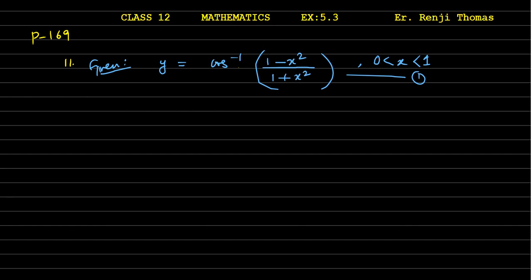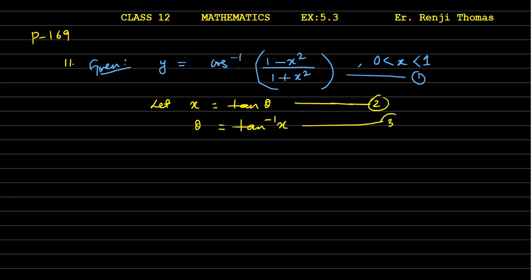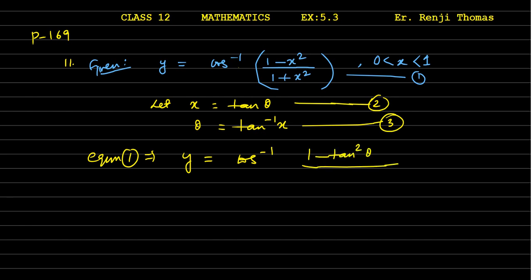First of all, we have to again convert this into the simplest trigonometric function form. So let x equal to tan theta. So theta will be tan inverse x. Say this is 2, this is 3. Now equation 1 implies we can write y is equal to cos inverse 1 minus tan square theta, in place of x I am putting tan theta, by 1 plus tan square theta.